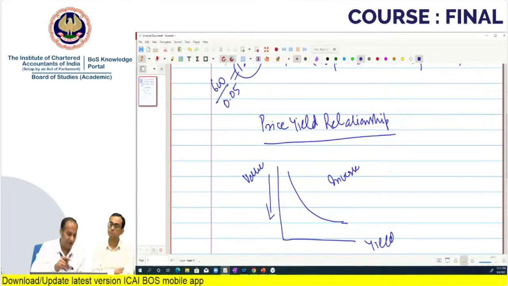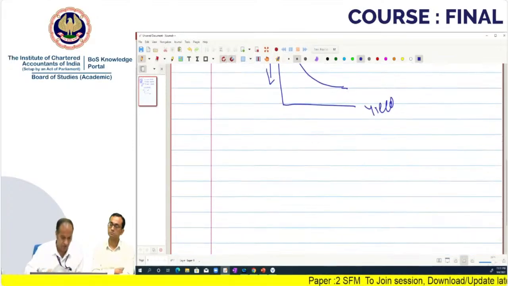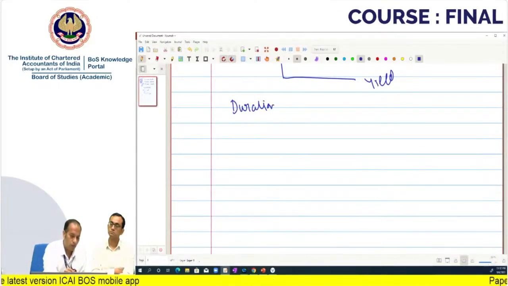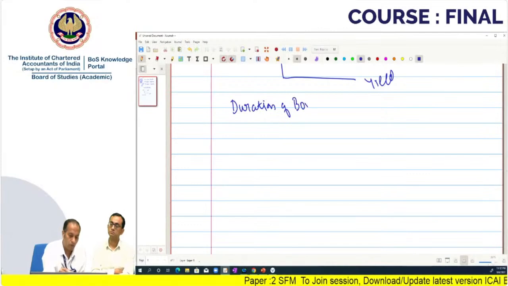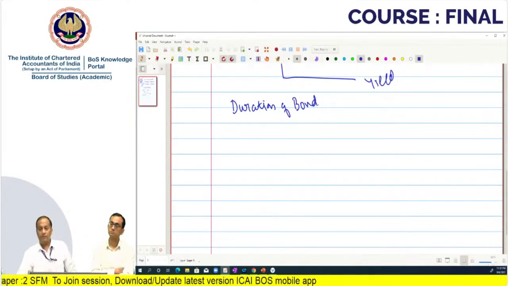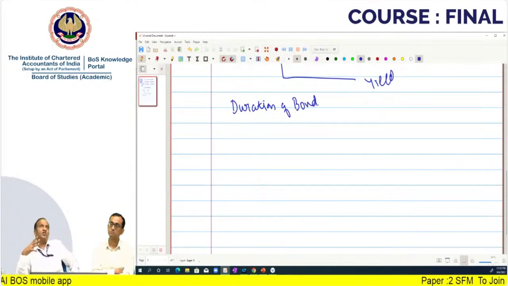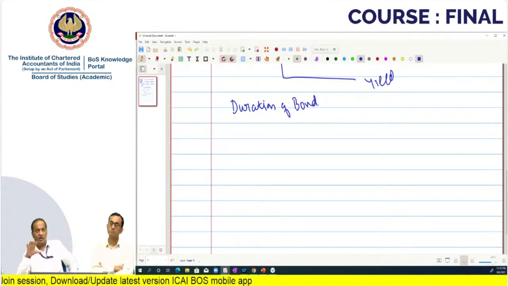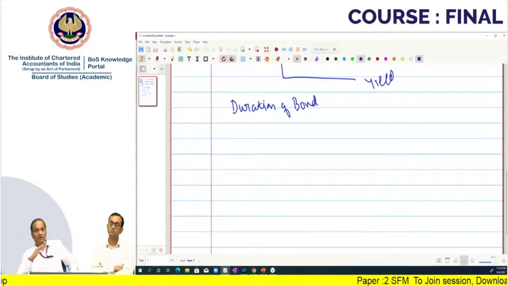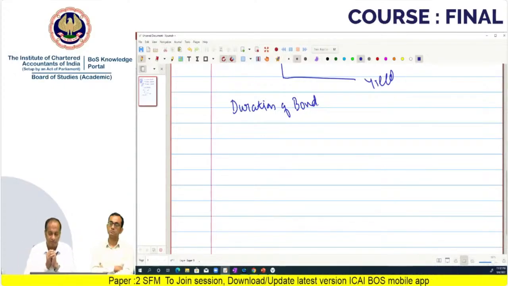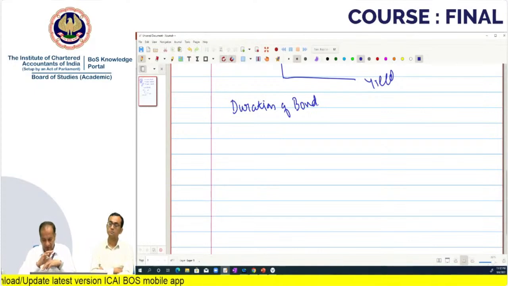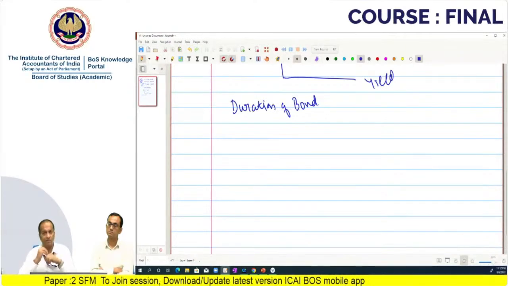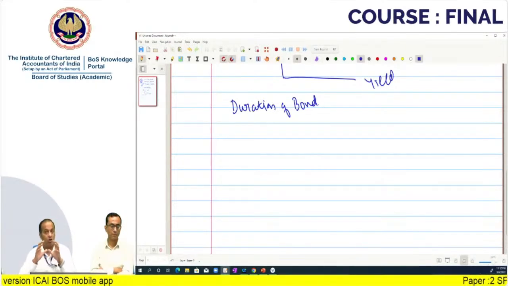Now, the next important aspect I am discussing with you is the duration of the bond. Student, please note, what is the duration of the bond? Sometimes students get confused between duration and maturity period. See, student, both are different concepts. Duration can be defined as the average weighted time within which the investor gets his money back. So this is called the duration of the bond.